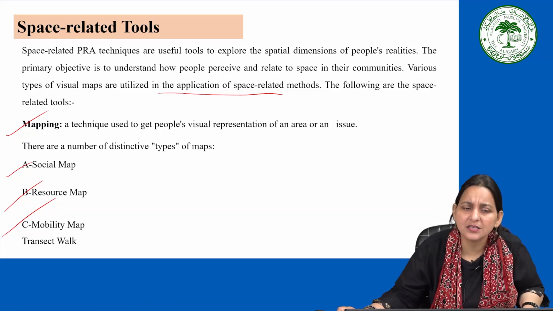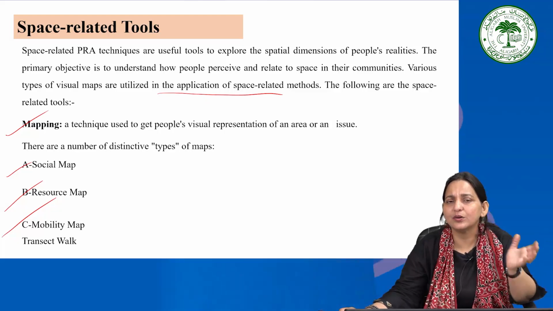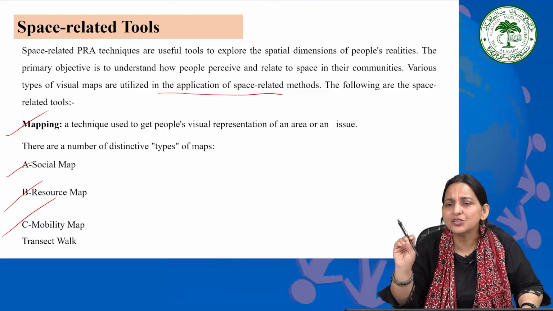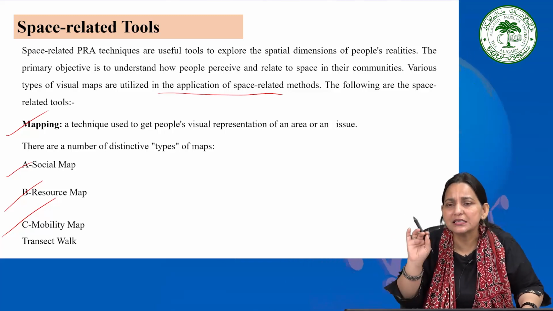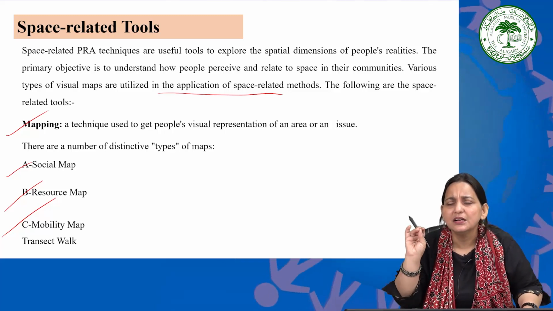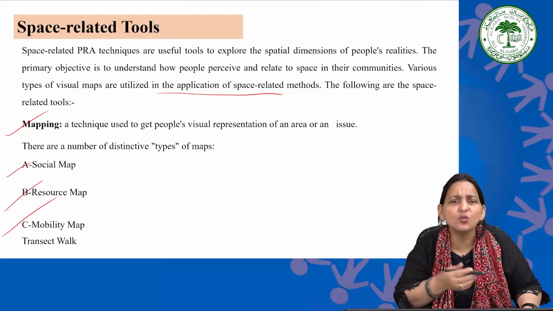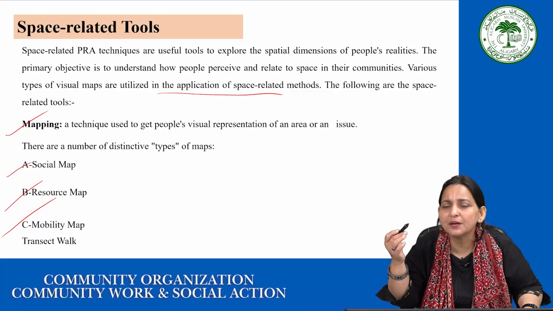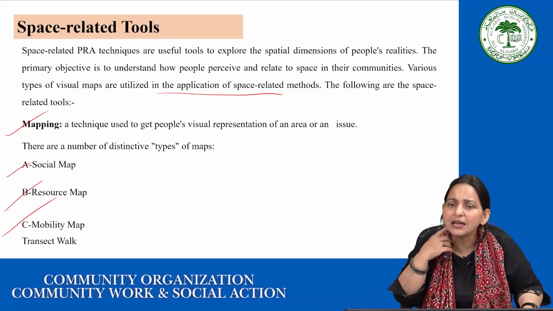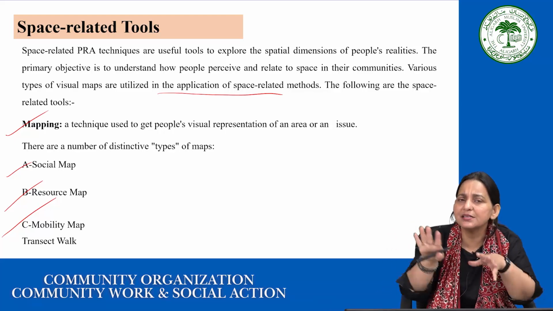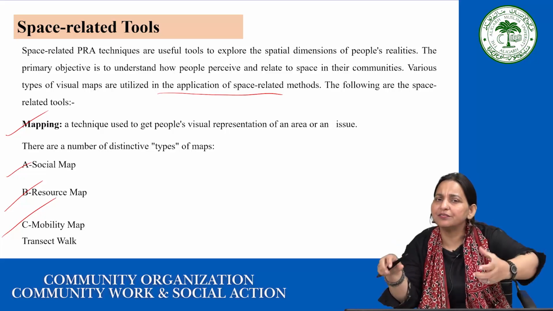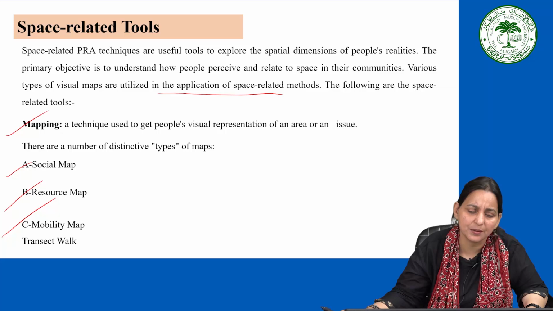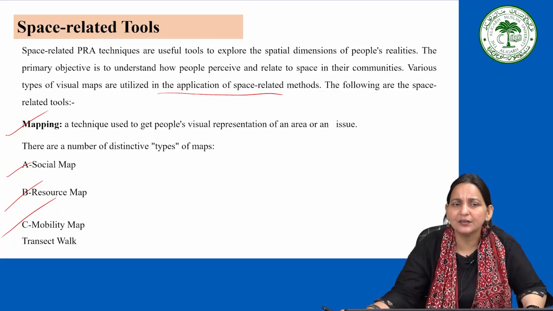Many times a transit walk also validates the map you have developed. Mapping is a detailed picture of an area showing all the basic facilities and main structures, including houses, temples, walls, stores, schools, even the community dynamics. These diagrams are developed by the people of that community themselves, and they use different symbols and keys to define the different resources and dynamics present in the community. Let's discuss all the space related tools one by one.